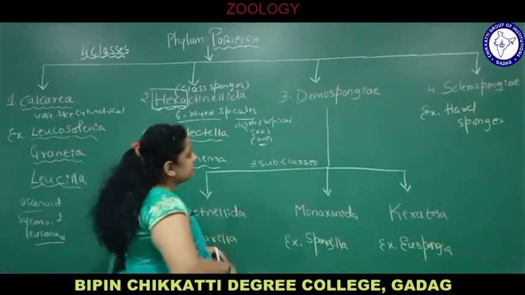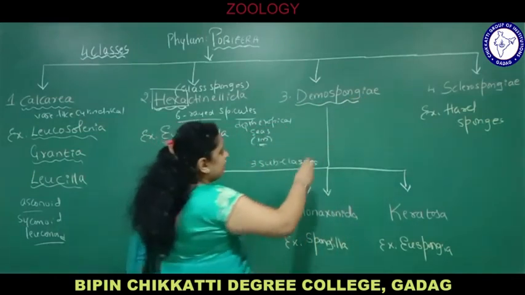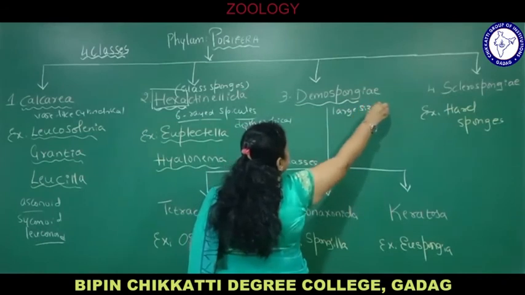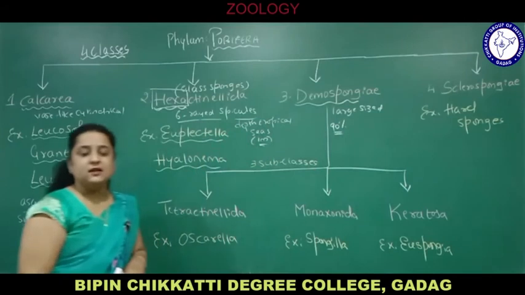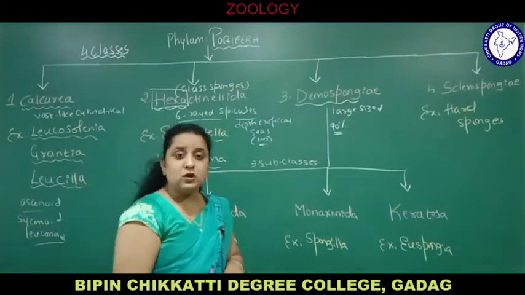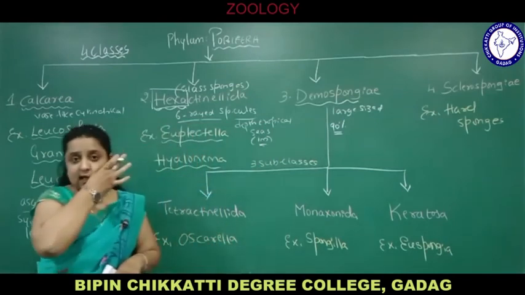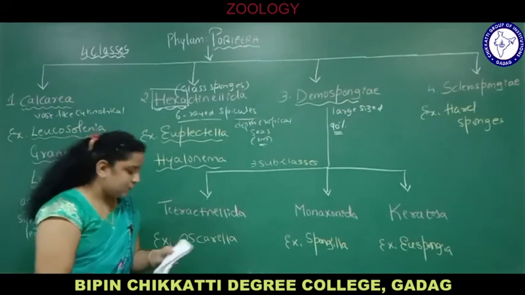Third class is Demospongiae. Demospongiae are large sized, and 90% of sponges are Demospongiae. So in phylum Porifera, the majority of sponges belong to class Demospongiae. So we are writing it as 90% of the poriferans belong to class Demospongiae.